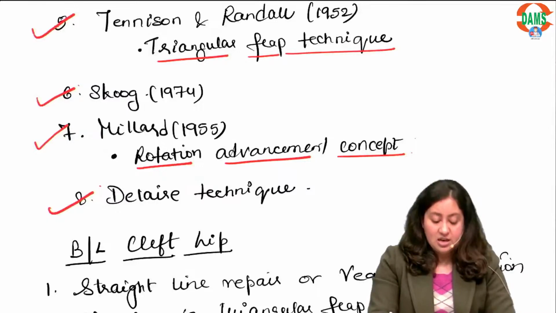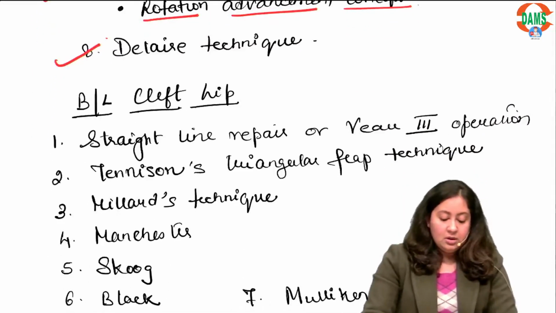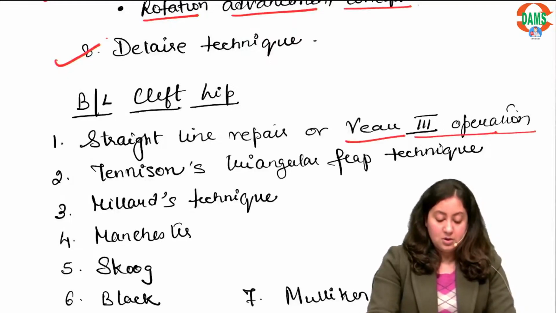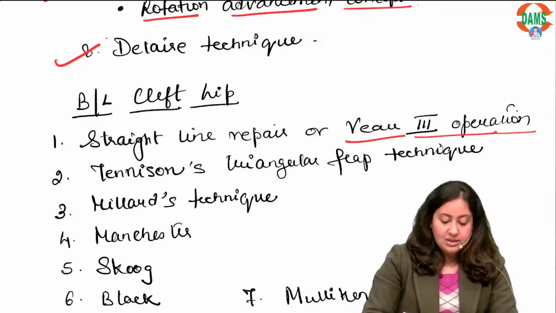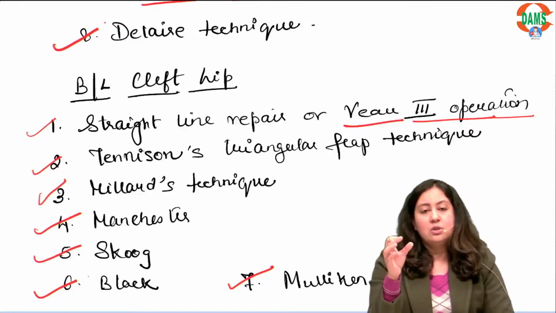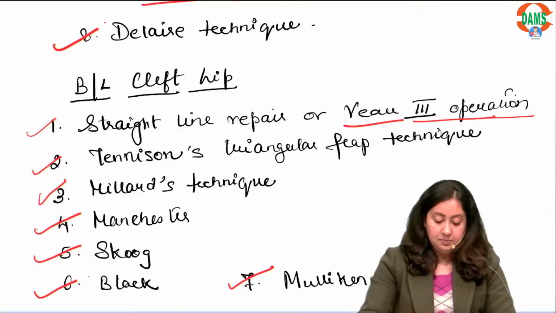Now we will see the techniques for bilateral cleft lip repair. The first one is a straight line repair or Veau III operation. The second one is Tennison's triangular flap technique. Third is Millard's technique. Fourth is Manchester technique. Fifth is Cook technique. Sixth is Black technique, and seventh is Mulliken technique. All this I have written in sequence from oldest to the newest.